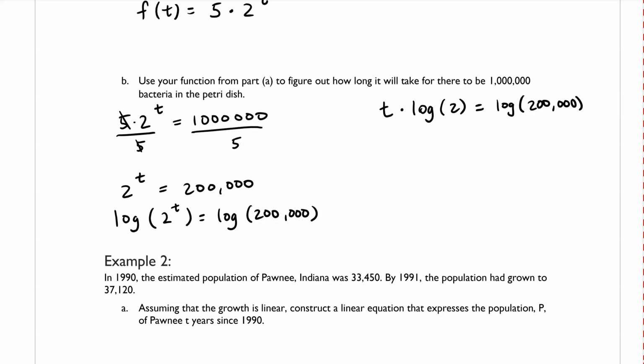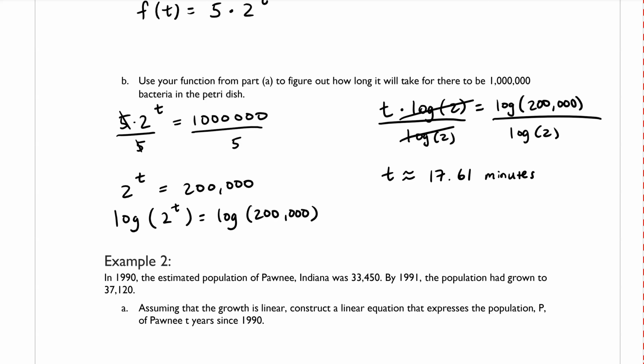Now that the variable we're solving for is no longer in the exponent, we can just divide both sides by log of 2 to get our variable by itself. And so t is approximately, I'm going to go ahead and throw that into my calculator. I threw in log of 200,000 divided by log of 2, and I got that t is approximately 17.61 minutes, which is the same value that we got solving it last time using a different method.